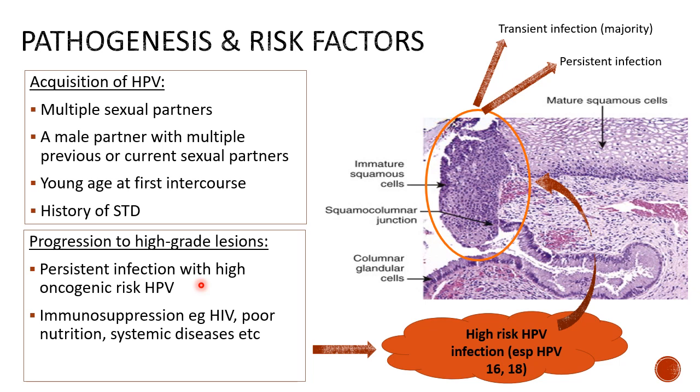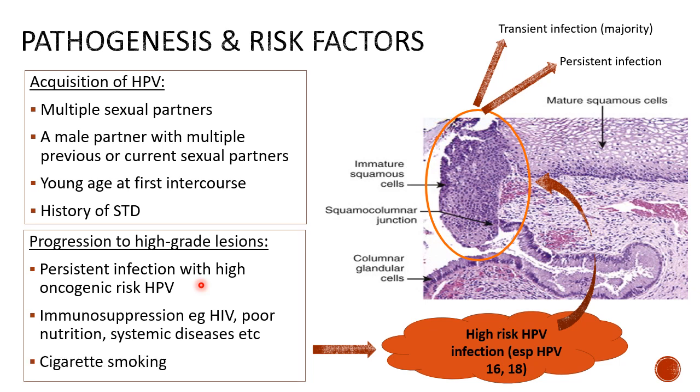Secondly, if someone has suppressed immunity, HIV is a known cofactor in this. A lot of patients with HIV who have HPV infection tend to progress into high-grade lesion as well as cancer. Even if someone has poor nutrition or has systemic diseases on immunotherapy such as systemic lupus erythematosus, these are also states of immunosuppression that favor progression to high-grade lesion and subsequent cancer.